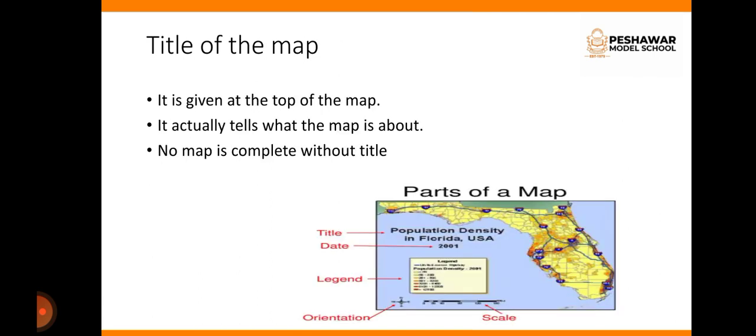Title of the map. Title is basically given at the top. It actually tells what the map is about, and no map is complete without a title. In the picture you will see different parts of the map. As this map is about the population density in Florida, USA, this is the title of the map. We now understand that this map is about the population ratio in the United States of America.